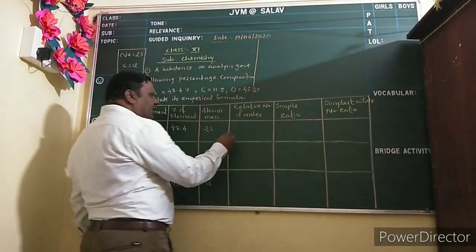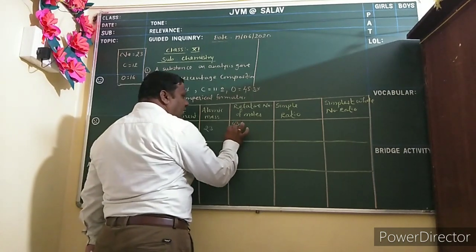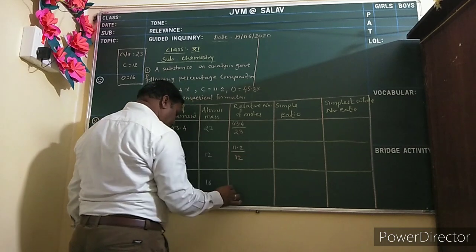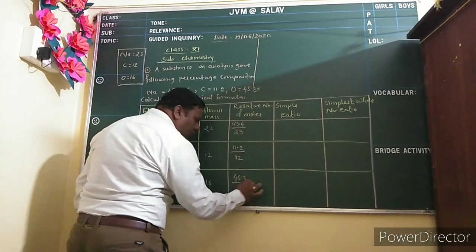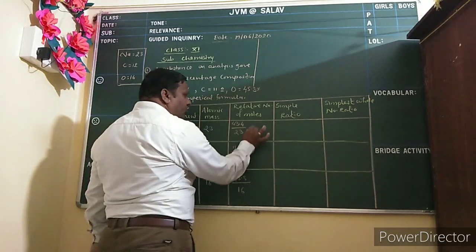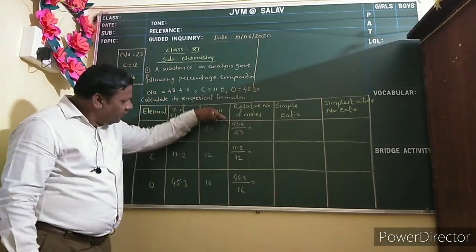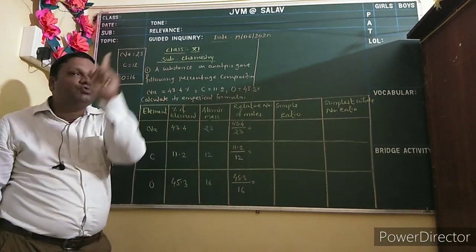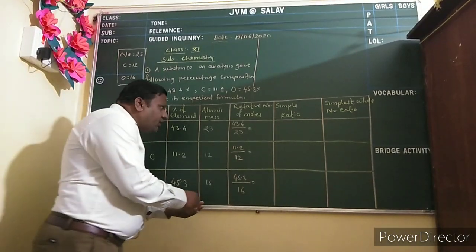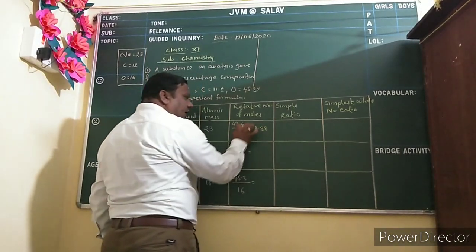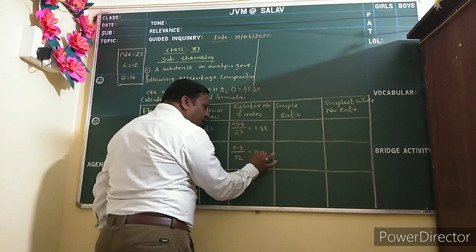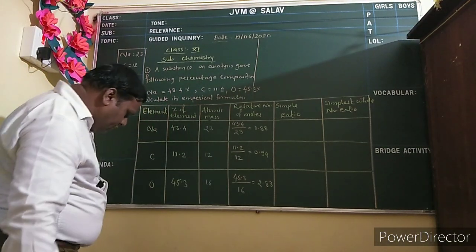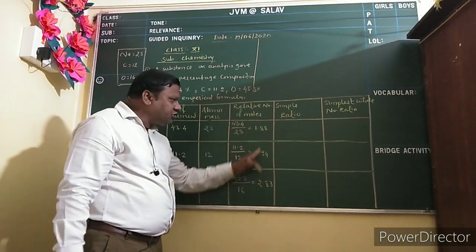After that, the relative number of moles: 43.4 upon 23, here 11.2 upon 12, and here 45.3 upon 16. So you are getting the relative number of moles. Did you understand how this is written? Percentage upon atomic mass. What was the first step? Divide the percentage of each element by its atomic mass to get the relative number of moles. So this product here is 1.88, here it is 0.94, here it is 2.83.